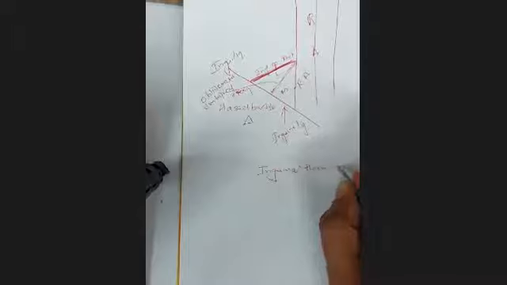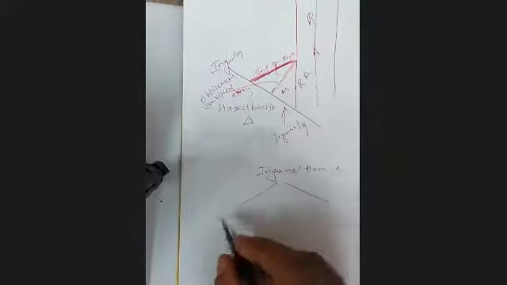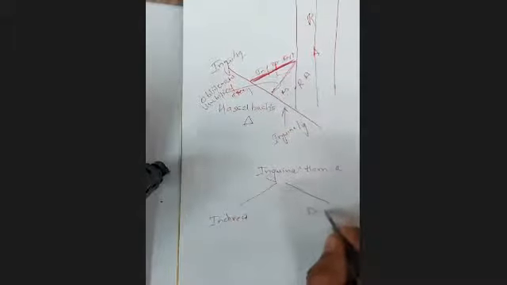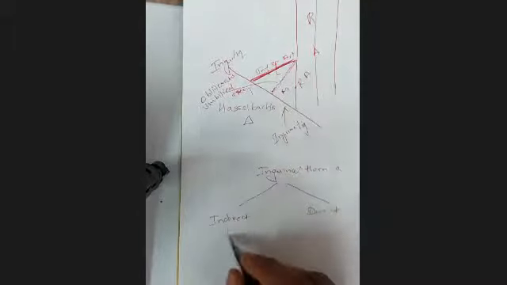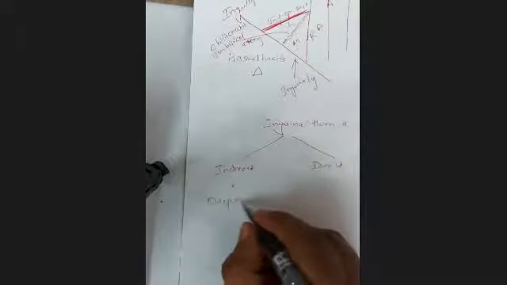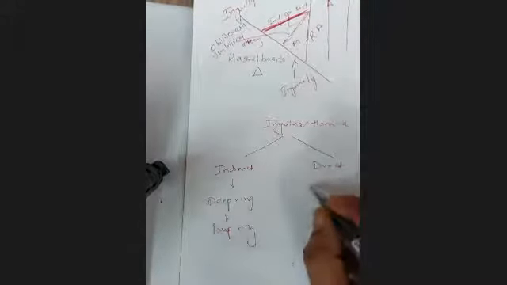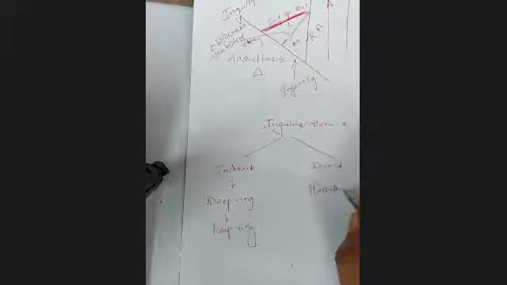So inguinal hernia is of mainly two types, indirect and direct. Indirect comes from the deep ring to the superficial ring. Direct comes from Hasselbach's triangle to the superficial ring.